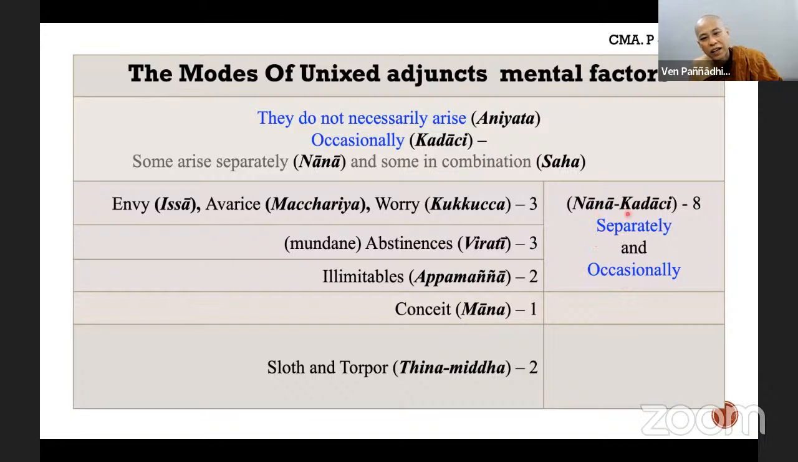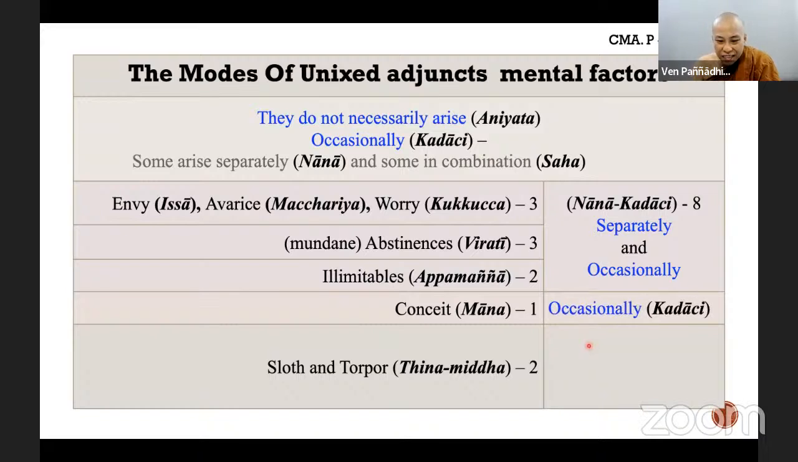So this is the Nana Karaji group. Altogether 8, right? So we can say among the 11 unfixed mental factors, 8 are Nana Karaji, separately and occasionally. So remember, if we are asked in this way, what are these? Nana Karaji. You just need to remember. I think you already understand the meaning.